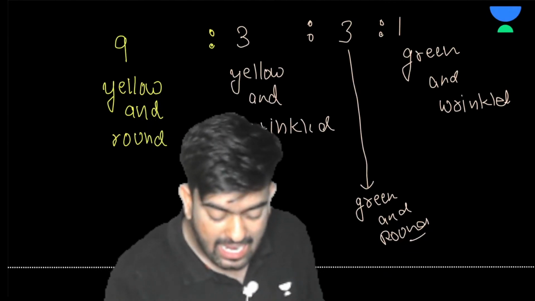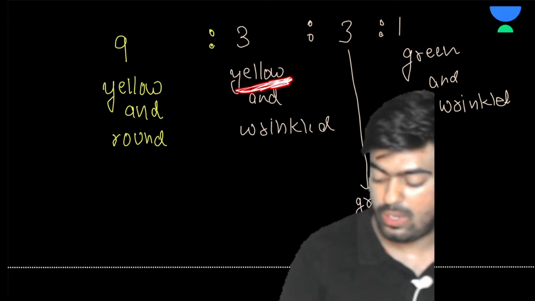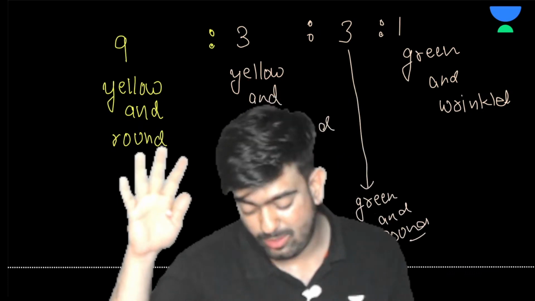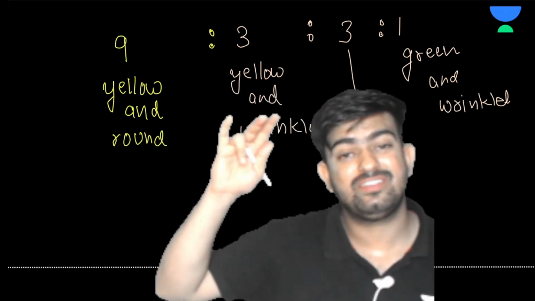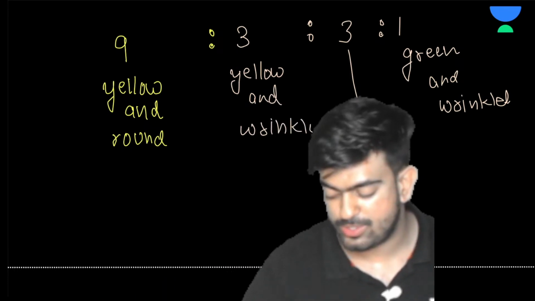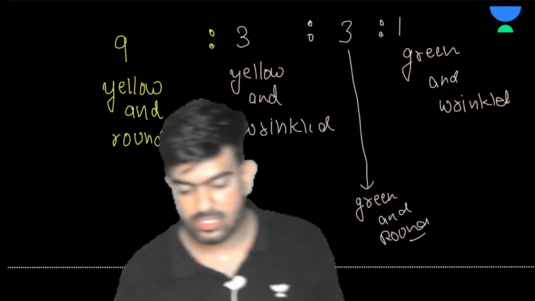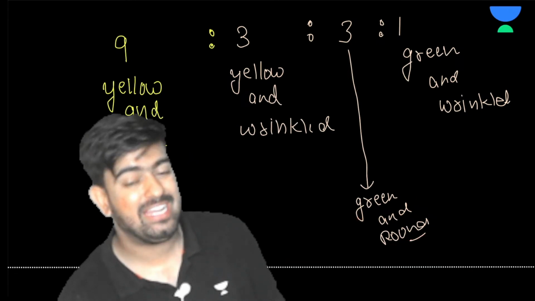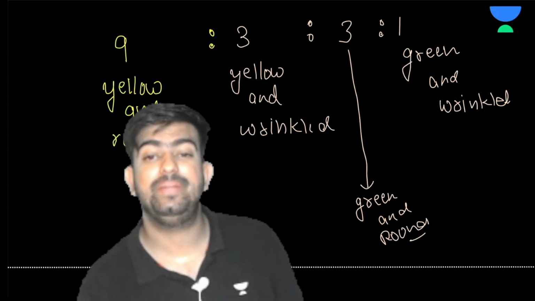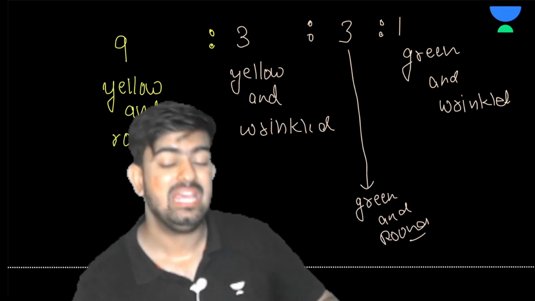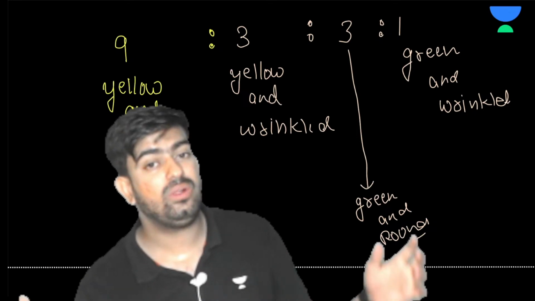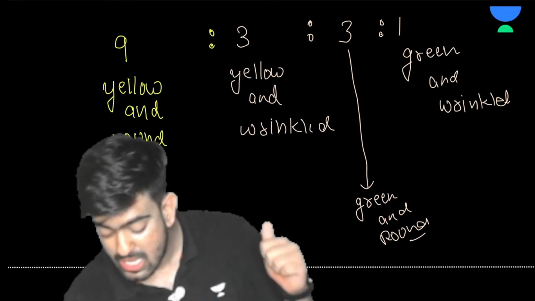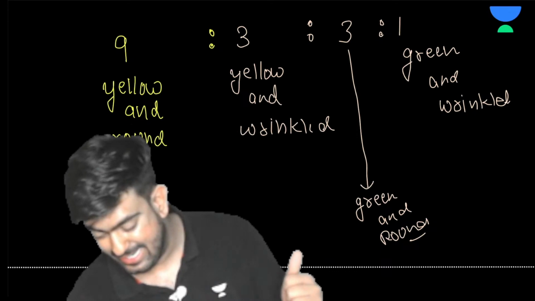See here, we have a new combination, yellow and wrinkled. Wrinkled is recessive, yellow is dominant. That means dominant and recessive is also present in the F2 progeny. This is dominant, this green is recessive, and this is dominant. Again we can say that there is no such relation between the dominant and the recessive allele. They express themselves without depending on each other. So this is known as the law of independent assortment.